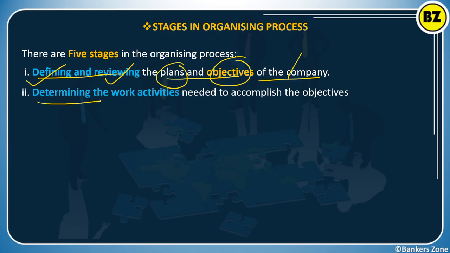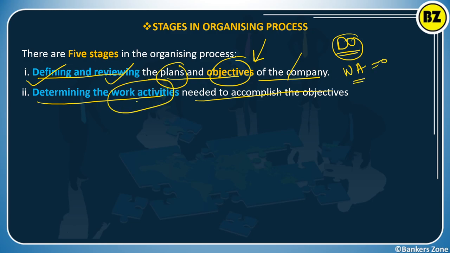Next, determining the work activity needed to accomplish the objective, right? So we have some objective. First, we have to define the objective. In the second step, we have to define what work activity is in accordance with our objective, right? It means what activity we should do, right? For example, our aim is passing the CAIIB, right? So work activity means you will decide you will study 2 hours daily. This is the work activity you are deciding.